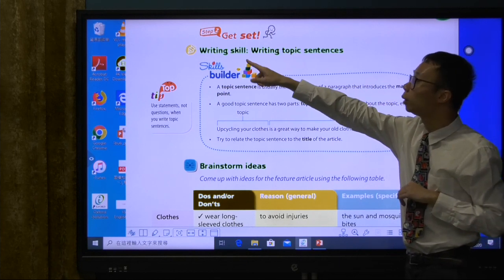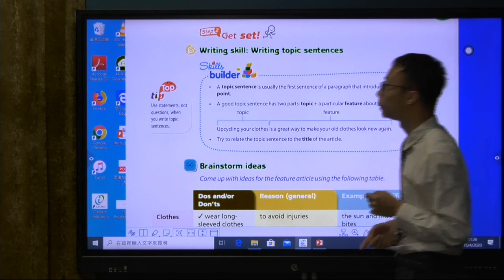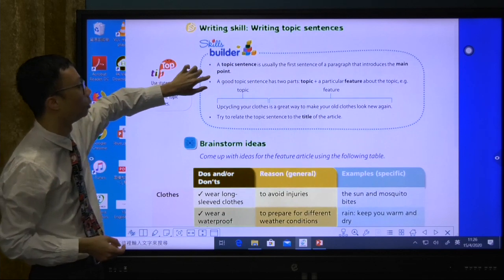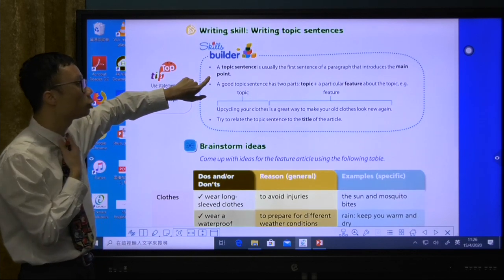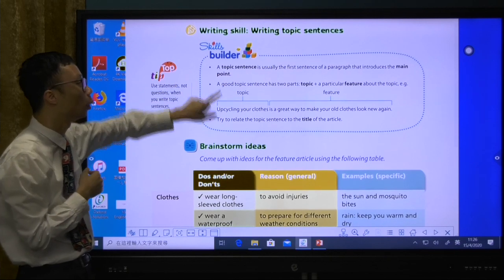Okay, let's just move on to step two. Today we're going to learn about an important writing skill, that is how to write a topic sentence. So in a topic sentence, let's read it together right here. A topic sentence is usually the first sentence of a paragraph that introduces the main point.